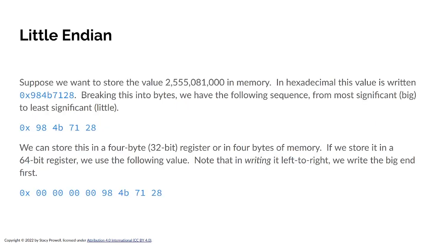So Little Endian, suppose I want to break this value, 2,255,081,000, in memory, and I want to divide that up into bytes and store it. In hexadecimal, we can write that value just like this. So the highest nibble is here at 9, the lowest order is here at 8. And the highest order byte is 98, the lowest order byte is 28. So how am I going to put this down? Well, here's my highest order byte, next, and lowest order byte.